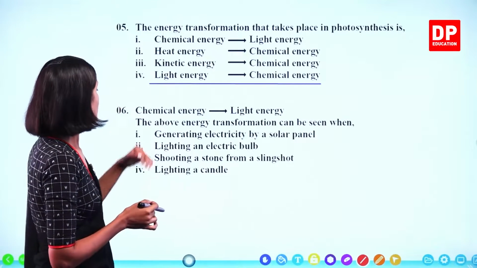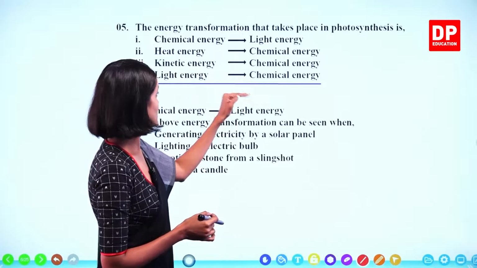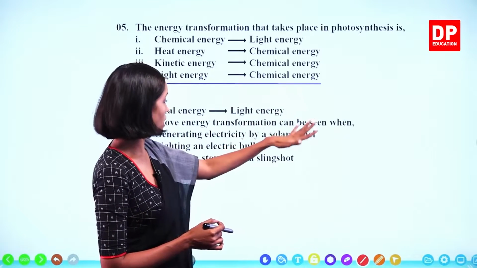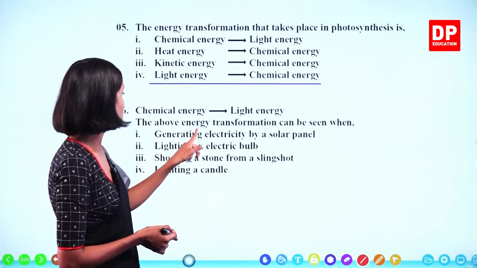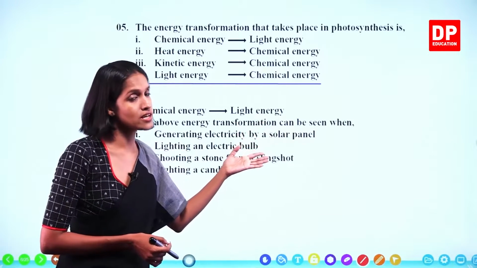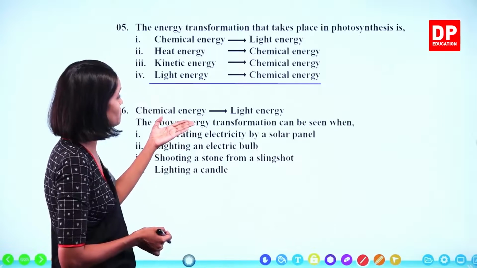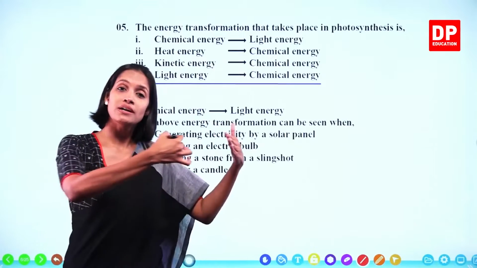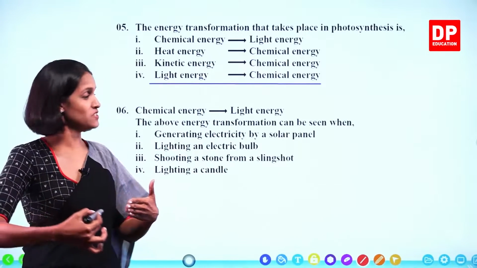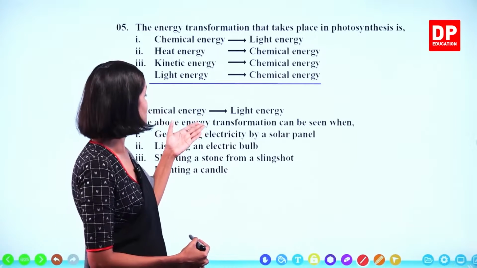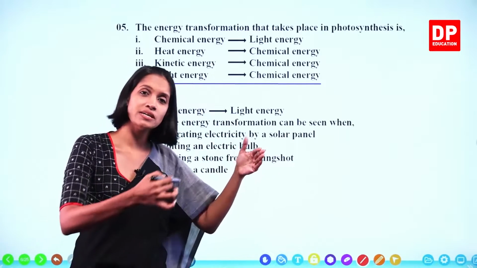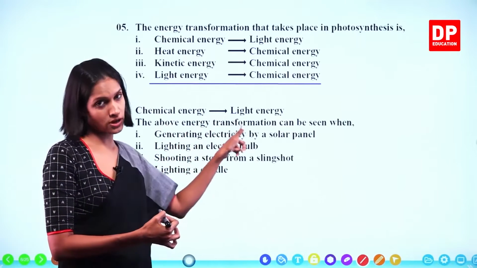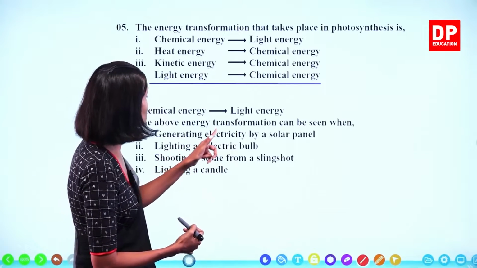Number 6. Chemical energy is converted to light energy, the other way around of this, right? The above energy transformation can be seen when, let's see, generating electricity by a solar panel. What is the energy transformation that takes place when electricity is generated by a solar panel, children? There, sunlight is converted to electricity. Therefore, light energy into electrical energy, right? Lighting an electric bulb. There, what is the energy transformation? Electrical energy is converted to light energy, right? Electricity into light.